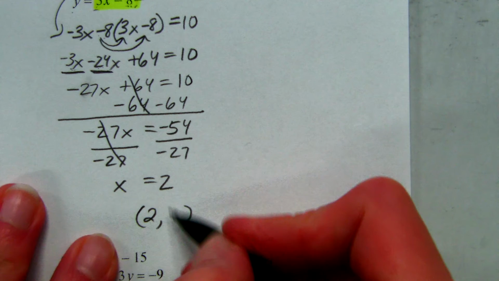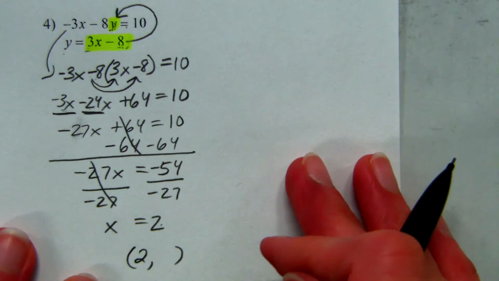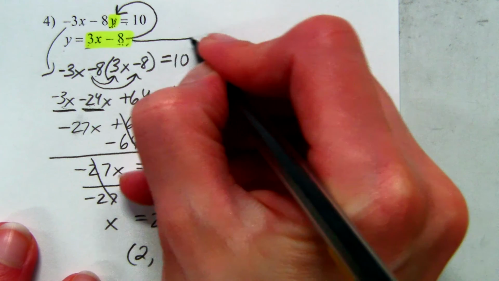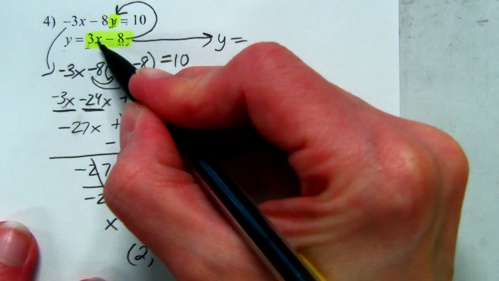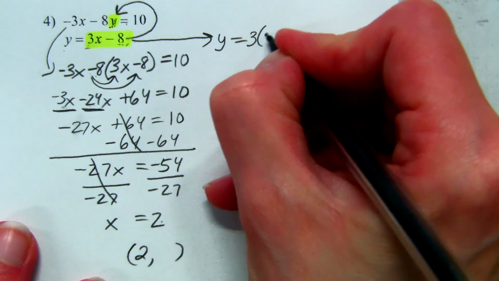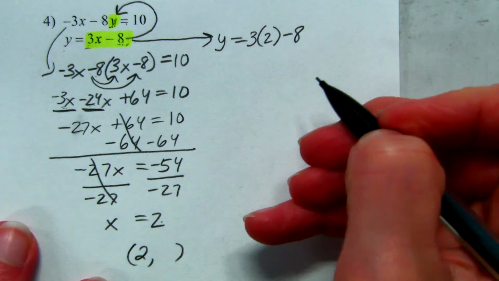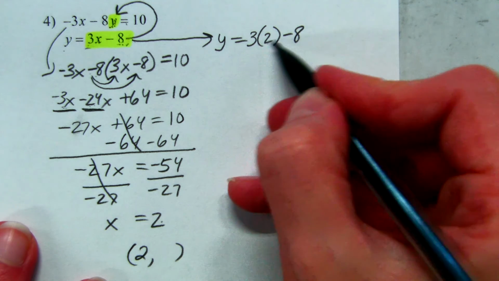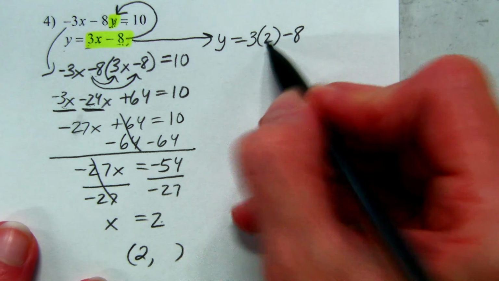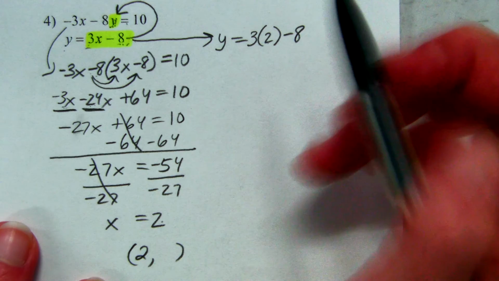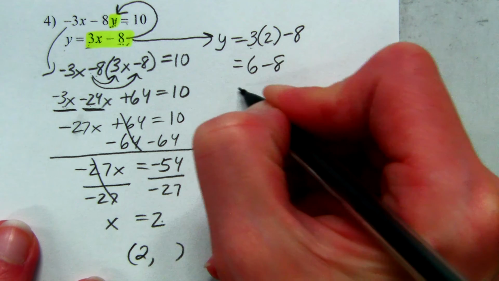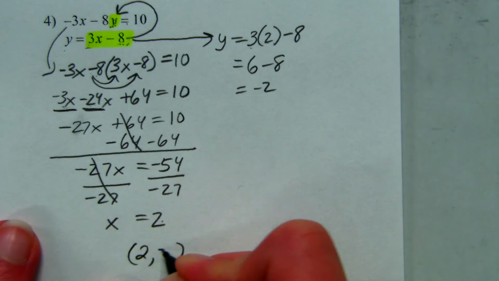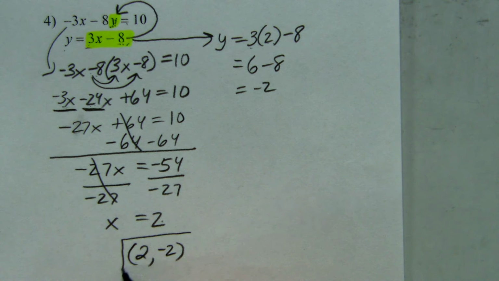And then to find y, we want to put 2 into the equation that's going to be easier to deal with. The one that's in slope-intercept form is easier. So where I have that x, I'm going to put in 2. So it'll be 3 times 2 minus 8. And you could just write a times sign between the 3 and the 2. I like using parentheses just so I don't get confused and think it's 32. So 3 times 2 is 6, minus 8 is negative 2. We put negative 2 down there, and that is my solution.